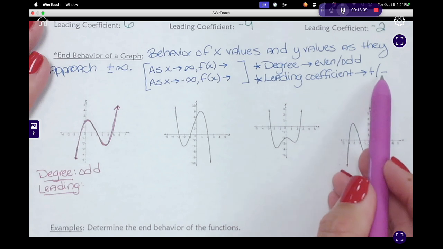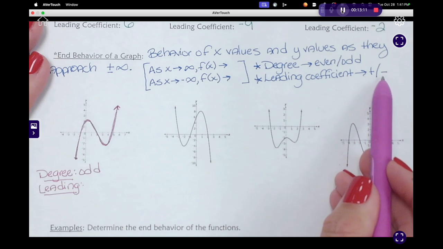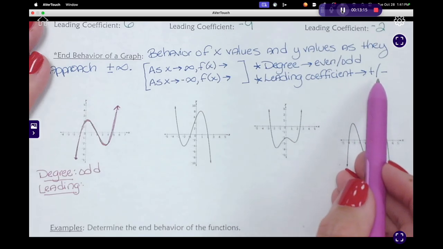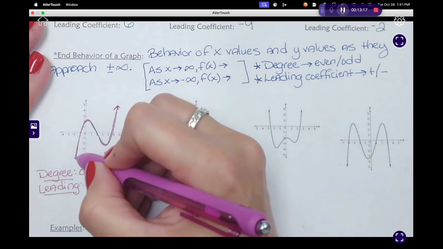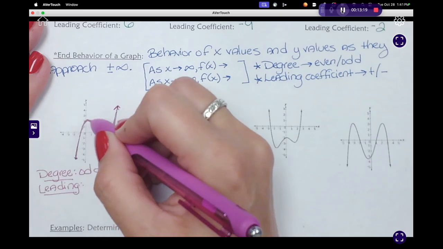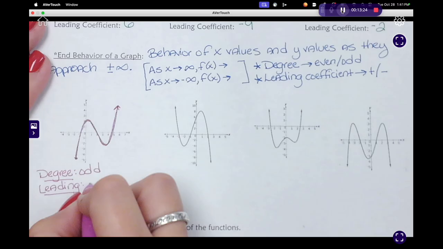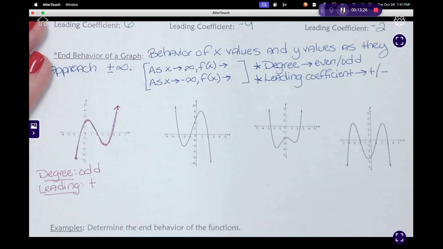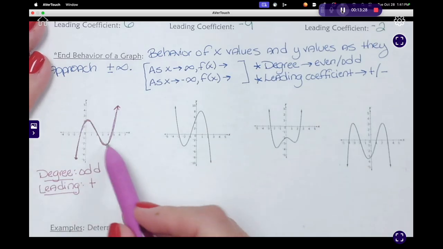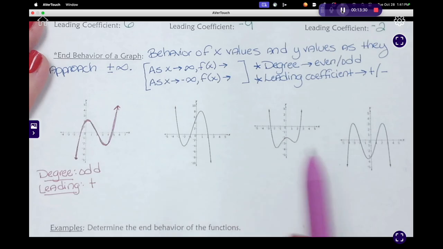If it's a negative, that graph will be going down, kind of like that a value when we were doing quadratics, square root functions, cube root functions, and all of that. Okay, so if I'm looking at this graph, I'm starting here, left side, and I'm going to the right. That graph is going up. So this would be a positive. Okay, so for this one, it's an odd degree and it's a positive for that leading coefficient.